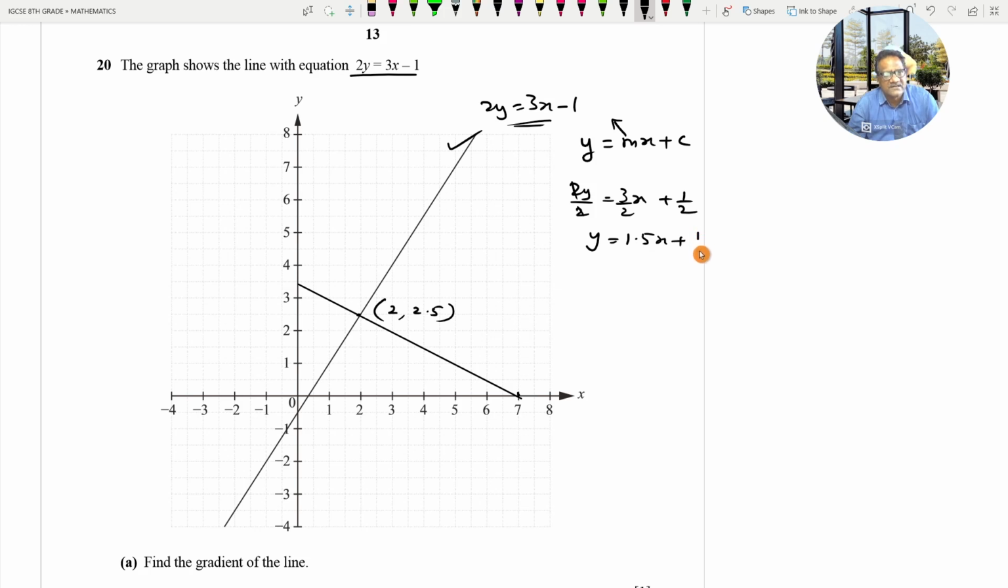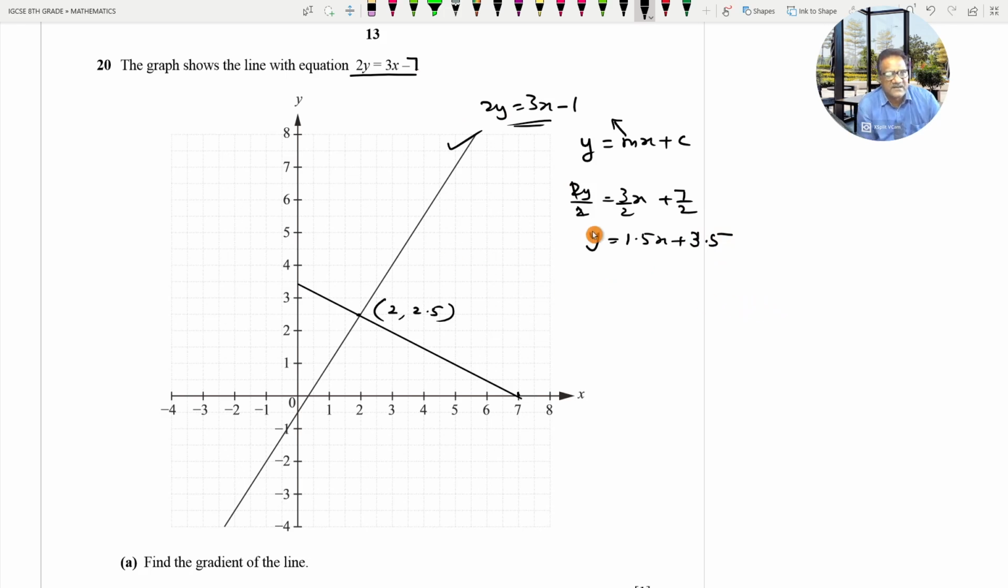Aha. I think this is not minus 1. It should be 7 if I am not mistaken. It has to be a 7, right? Not minus 1. Let me check it. Yeah, it should be 7. So this will be 7 by 2, which is nothing but 3.5. Yeah, it was 7.